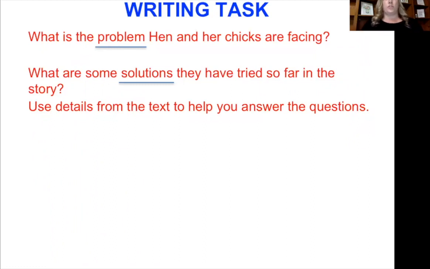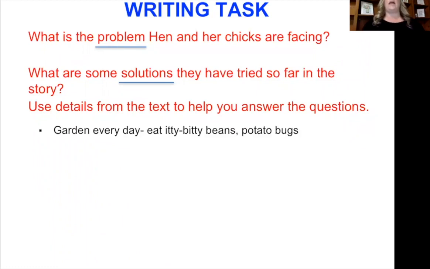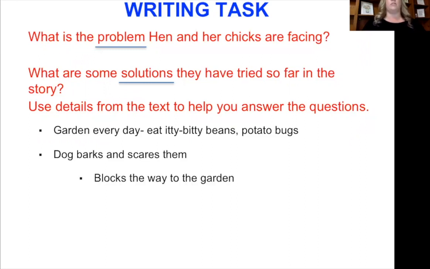At the beginning of the story, we read that Hen and her chicks go to the garden every day to eat their favorite treat of itty-bitty beans and potato bugs. This is where we discover their problem. They run into a dog that barks at them and scares them away. He also blocks the way to the garden.